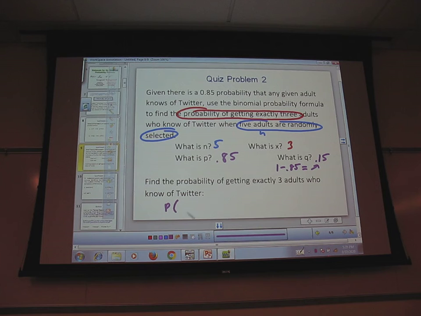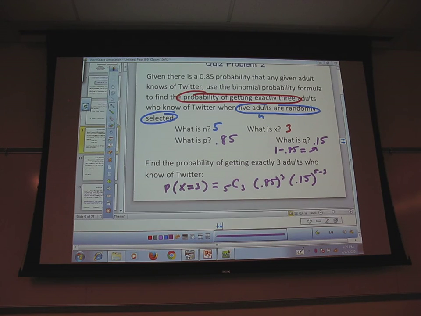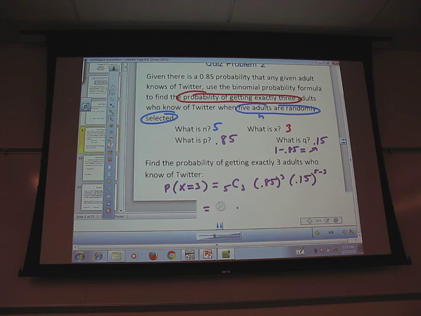So the probability that x is 3. This is where the 3 and the 5 come into play: 5 choose 3 times 0.85 to the 3rd times 0.15 to the 5 minus 3. You can do that if you guys want. Maybe you work this out separately. What did you guys get? Actually, let's do it that way, it's fine. 0.138. Okay.